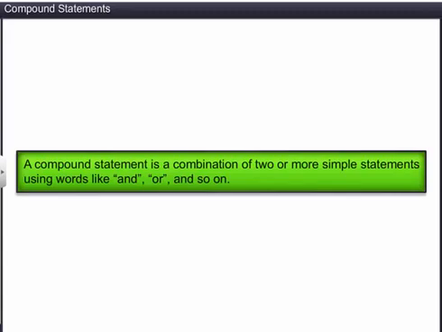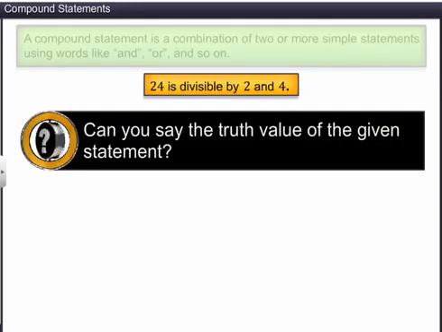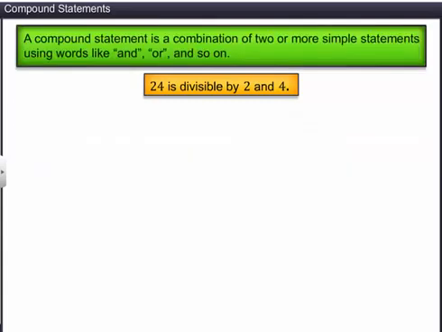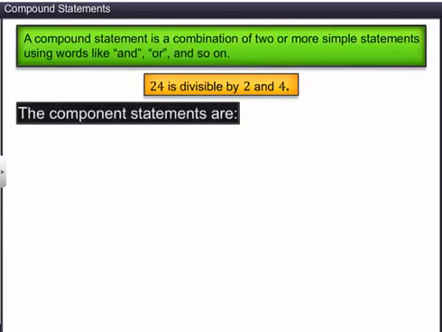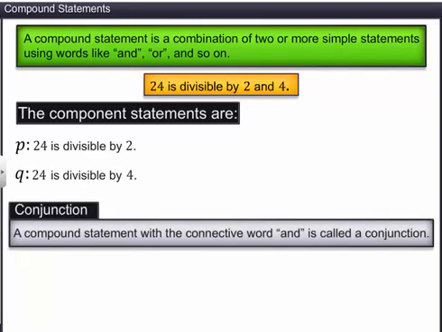Let's consider the statement 24 is divisible by 2 and 4. Can you say the truth value of the given statement? In order to determine the truth value of the compound statement, we first need to find its component statements. The component statements of the given statement are: 24 is divisible by 2. 24 is divisible by 4. The connective word is and. A compound statement with the connective word and is called a conjunction.